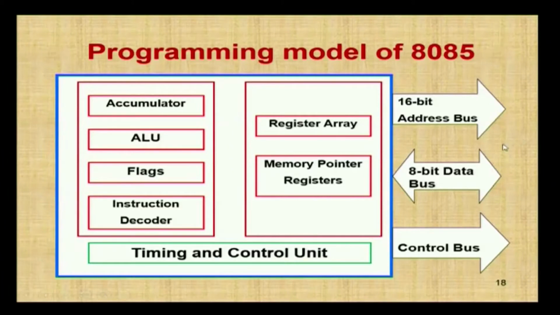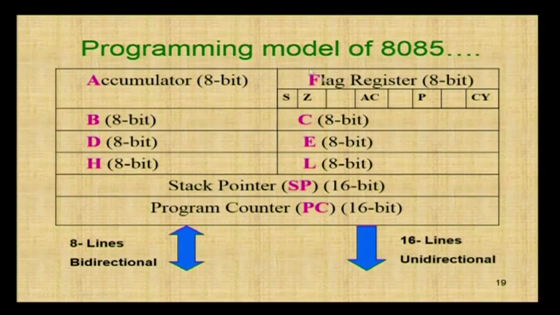Now, we will go into more detail about the registers that are there. This is the diagram of the registers in the 8085. The first register is the accumulator, denoted by the symbol A. It is an 8-bit register. All arithmetic and logic operations take place only in the accumulator. When you perform an operation between 2 operands, one of the operands has to be in the accumulator.